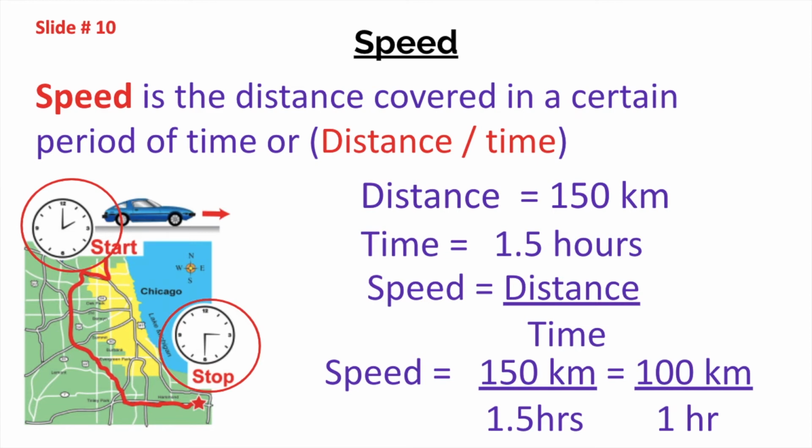Now, this doesn't mean that the entire time I was traveling at exactly 100 kilometers per hour. This is really looking at my average speed over the entire distance that I traveled, which if it took me that much time to travel that long of a distance, I would have had to travel 100 kilometers per hour in order to get there.